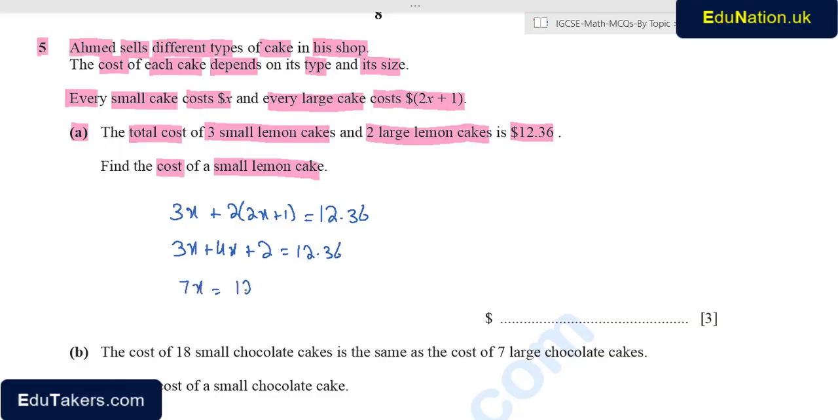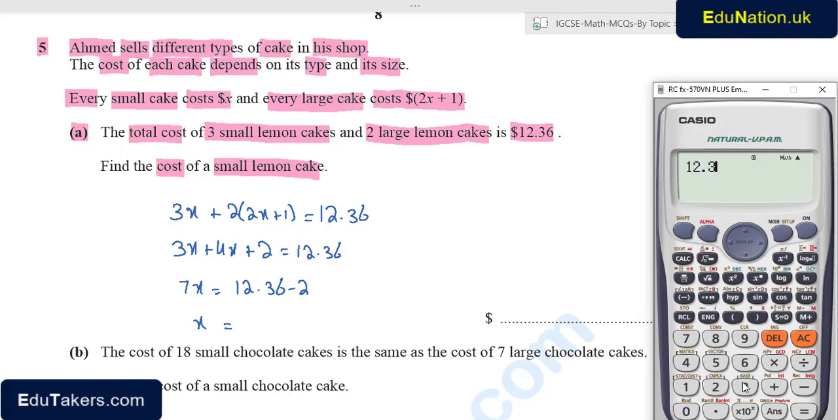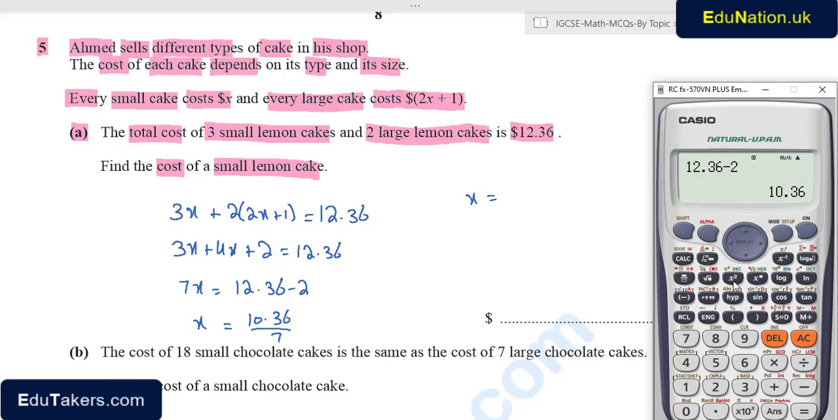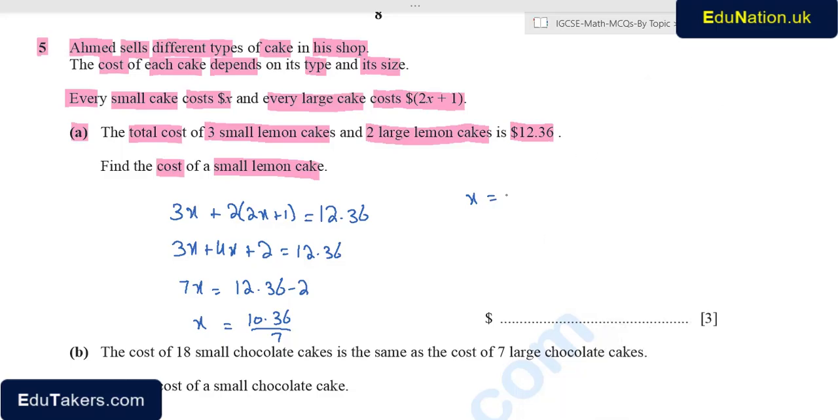7x equals 12.36 minus 2, and then x equals... 12.36 minus 2 is 10.36. So x equals 10.36 over 7, which is 1.48. So the cost of a small cake is $1.48.